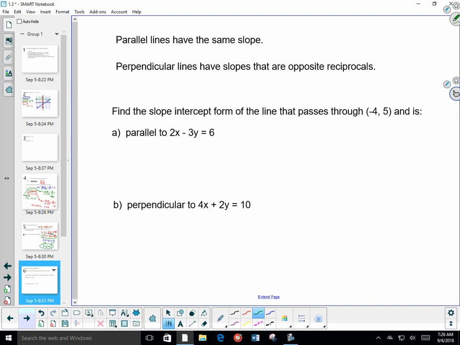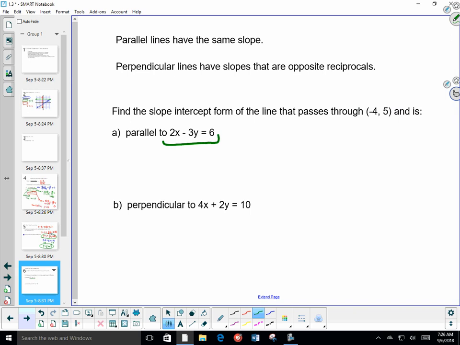All right, parallel lines have the same slope. Perpendicular lines have slopes that are opposite reciprocals. So if you find the slope-intercept form of the line that passes through -4, 5, and let's say we want it to be parallel to this line, we need to find the slope of this line first.